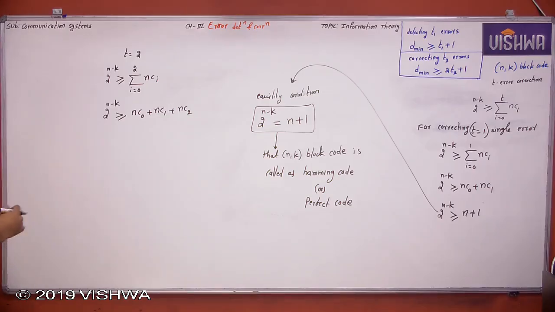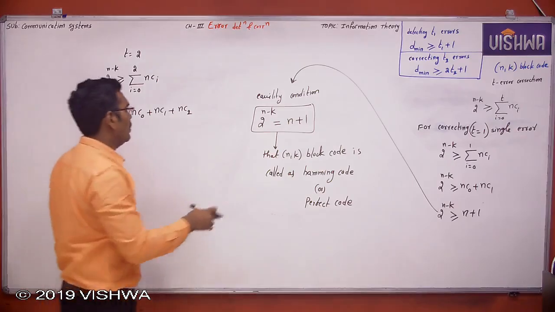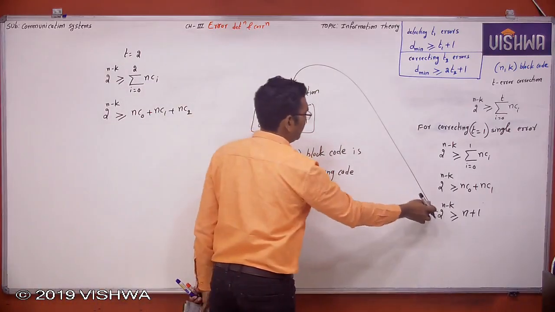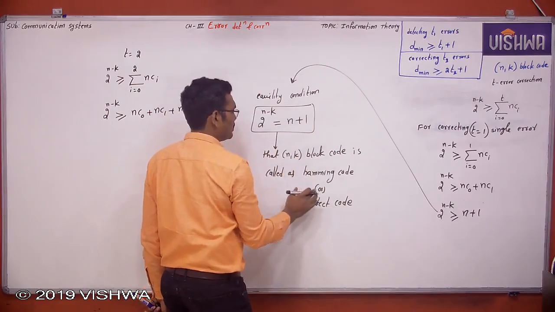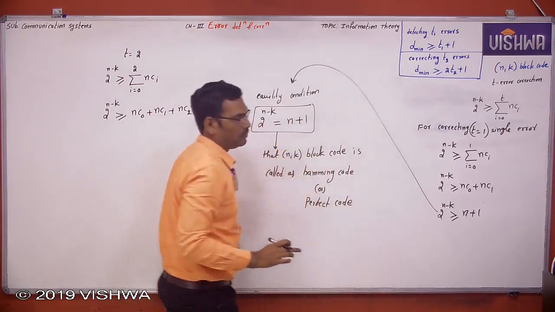For three error correction and all these things, but here what is important is single error correction, because in single error correction, if this is exactly equal, then this n comma k block code is called a perfect code or Hamming code. Okay, note this.